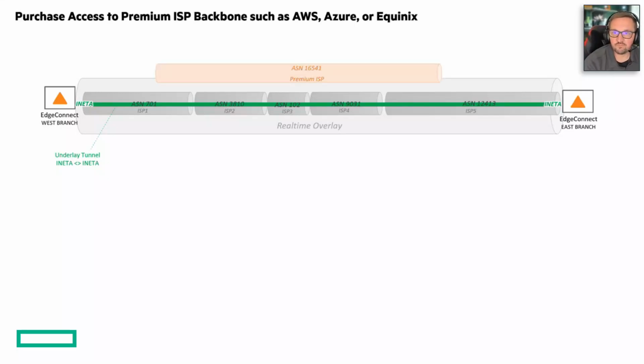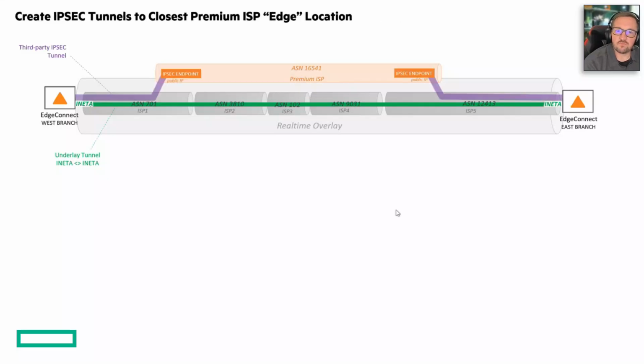Very, very straightforward. So let's assume that we have this premium ISP, ASN 16541. Could be AWS, Azure, Equinix, Megaport, any of the different folks that will let you essentially buy transit from them. So you go and you buy this. Now, the first thing you do is create a third-party IPsec tunnel from the EdgeConnect to the closest on-ramp point, or edge, as most of them would call it.